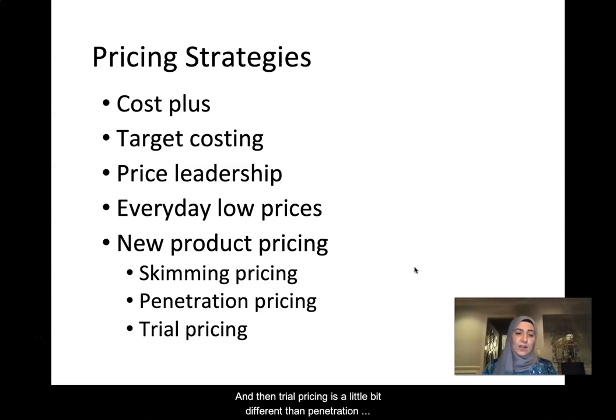And then trial pricing is a little bit different than penetration pricing. It's when you offer someone a lower price just the first time they buy the product, just as an incentive for them to try it. And then they know that if they want to buy it again, they will have to pay a little bit more.